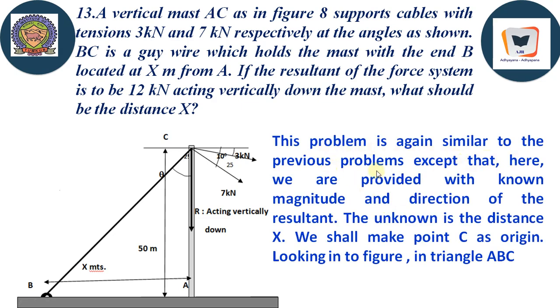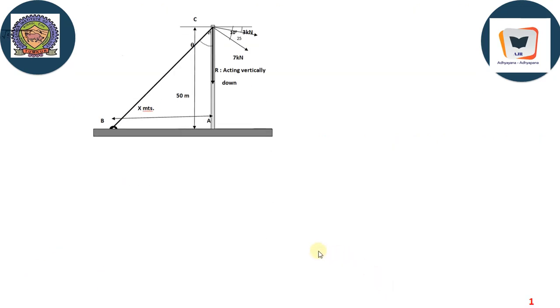This problem is again similar to the previous problems, except that here we are provided with the known magnitude and direction of the resultant. The unknown is the distance x. We shall make the point C the origin because this happens to be the point of concurrency of the two tensions, the tension in the guy wire, and also the resultant force. Looking into the figure, in the triangle ABC, we can calculate cos theta and sin theta. Here again the diagram is brought out, and this is theta. Theta is this angle. So cos theta is adjacent.